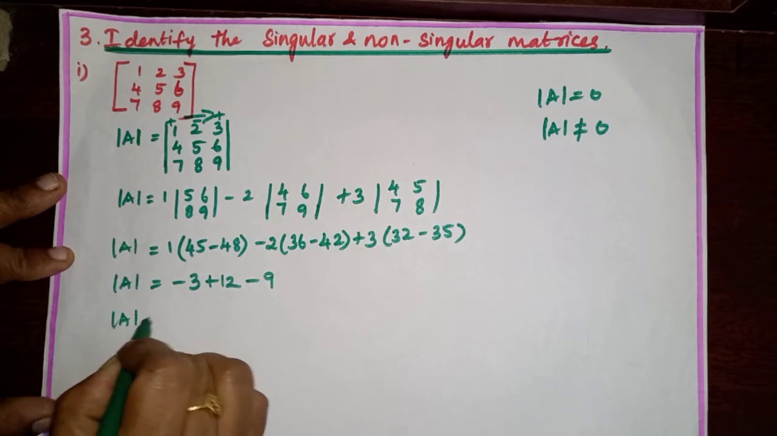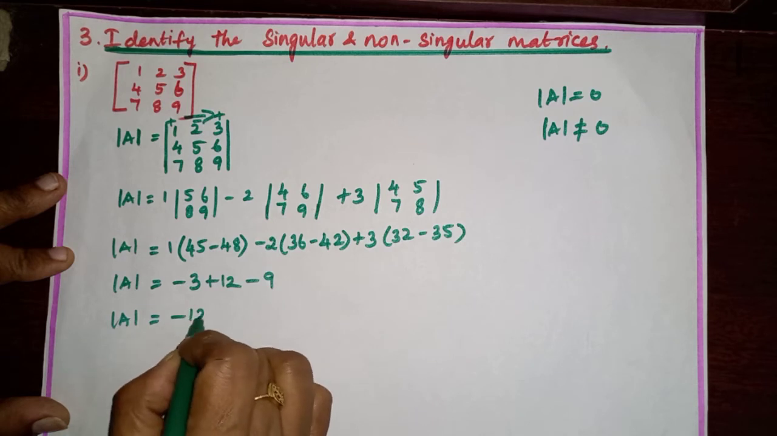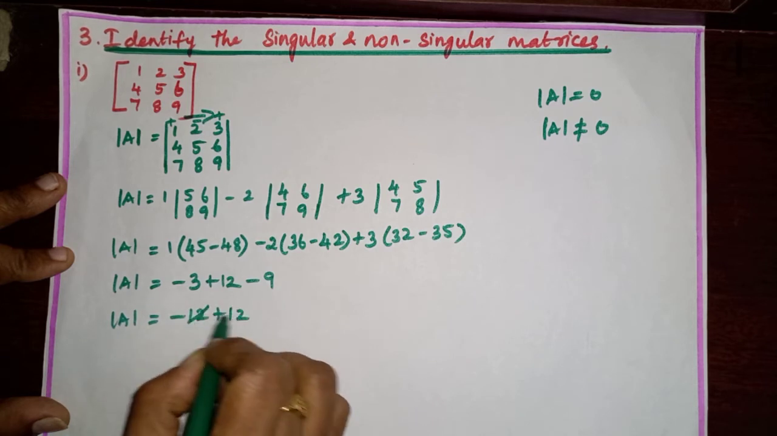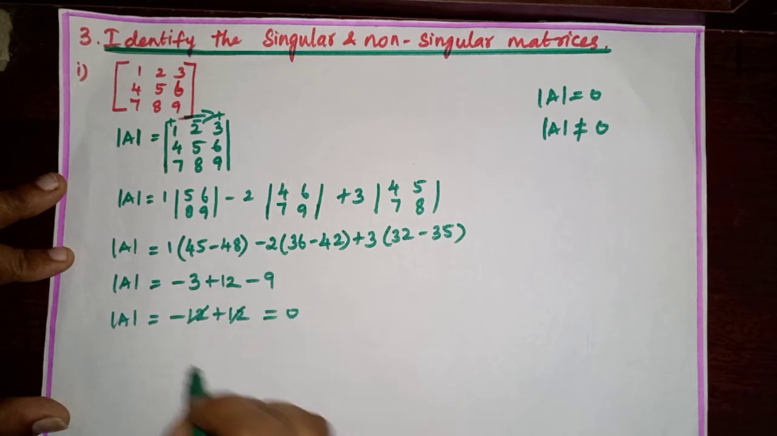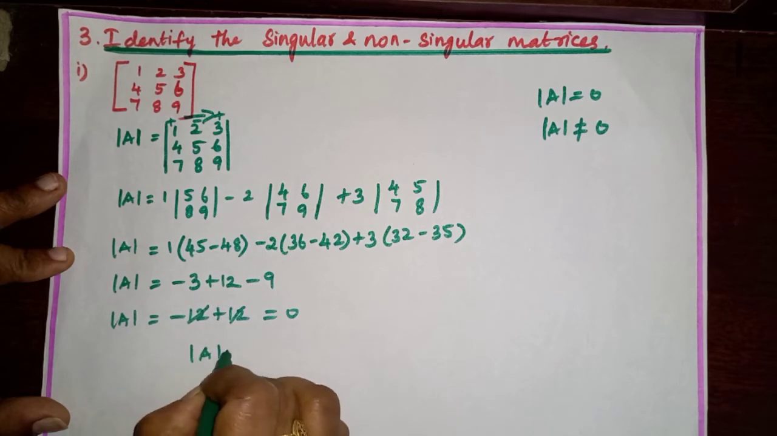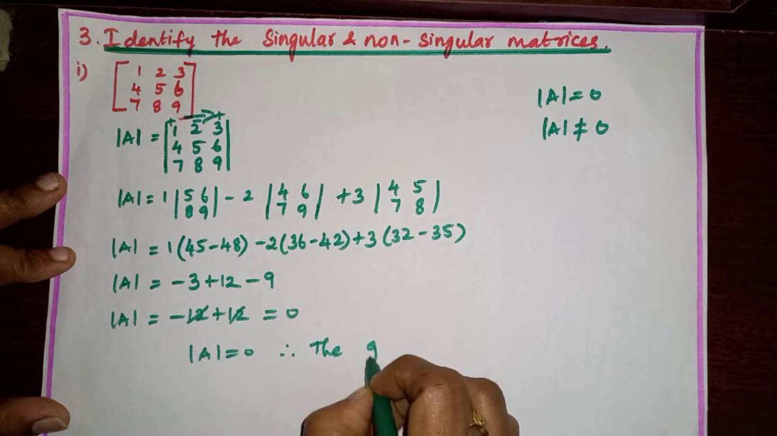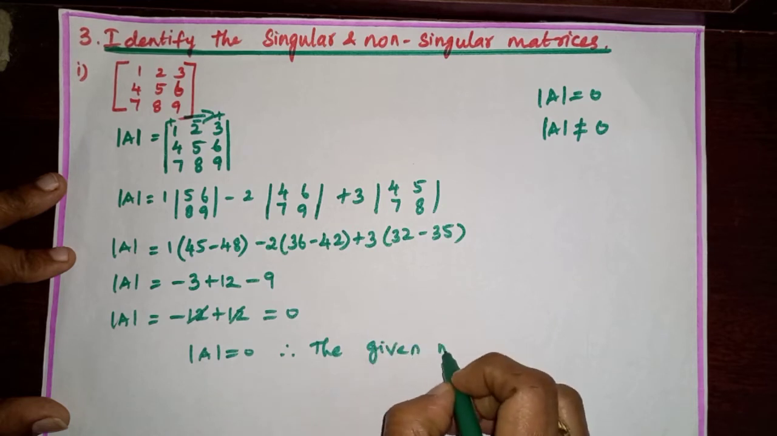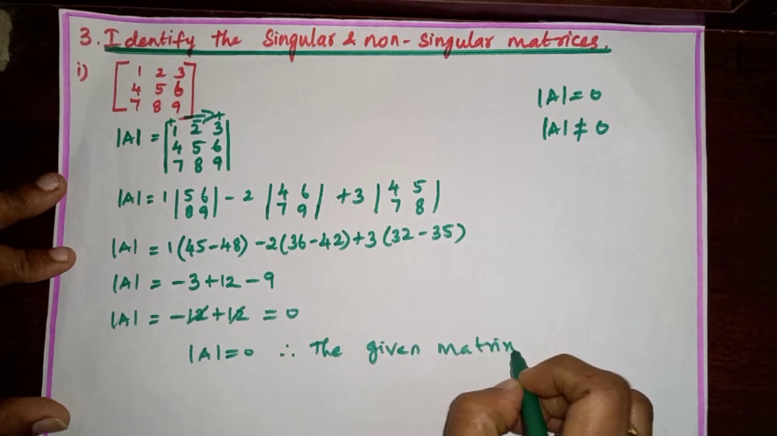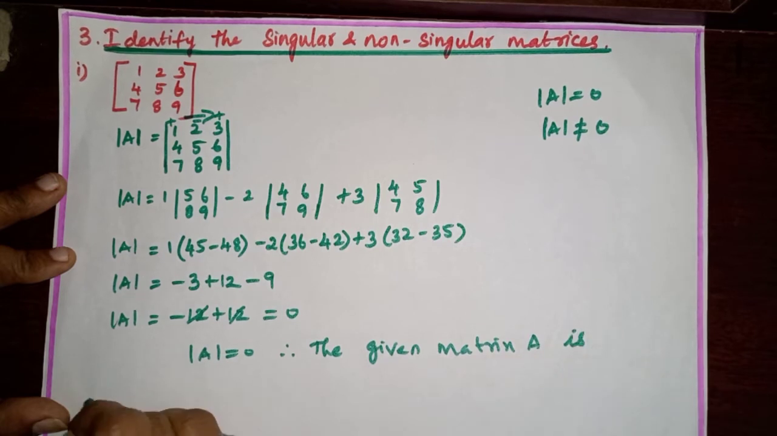Which gives determinant of A equal to minus 12 plus 12. So it will be cancelled. Then we are getting 0. Since determinant of A equal to 0, therefore the given matrix A is singular.